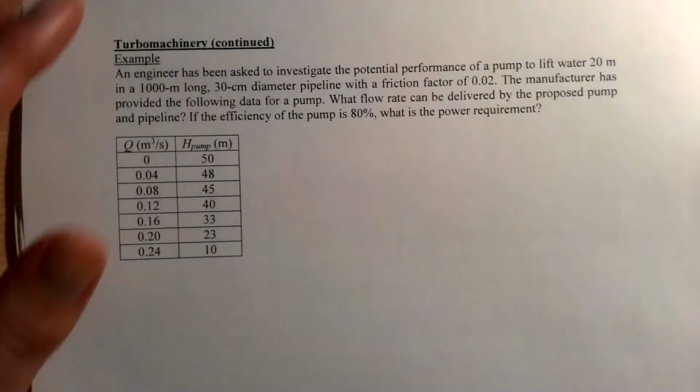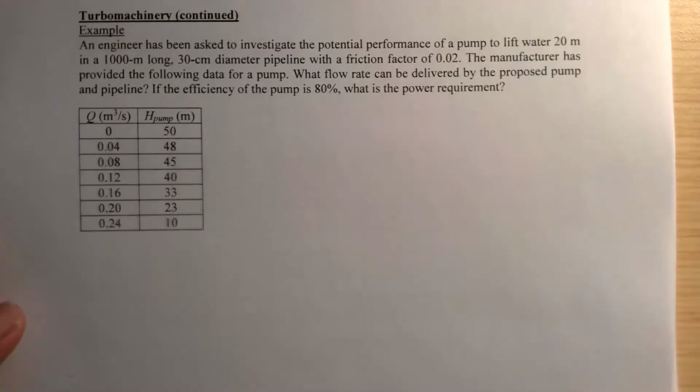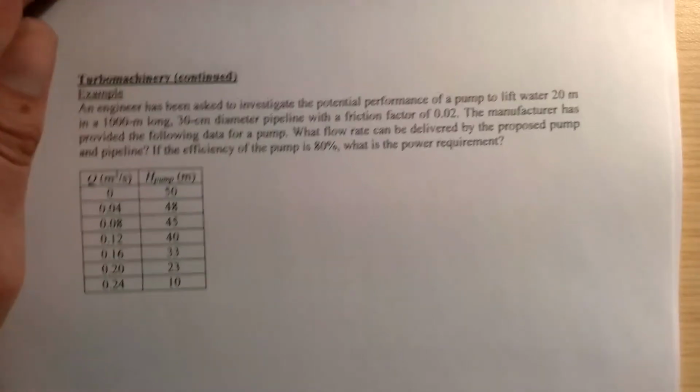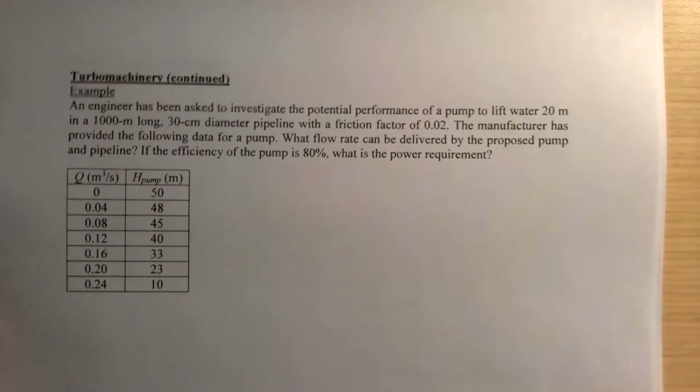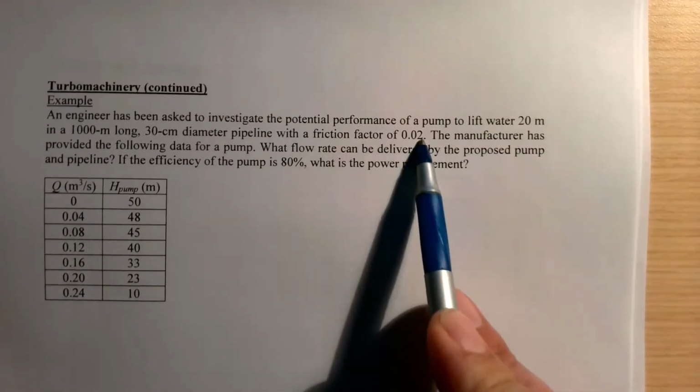So the easiest way to understand this is to do an example. So here we're told that an engineer has been asked to investigate the performance of a pump to lift water 20 meters in a 1,000 meter long, 30 centimeter diameter pipe with a friction factor of 0.02.